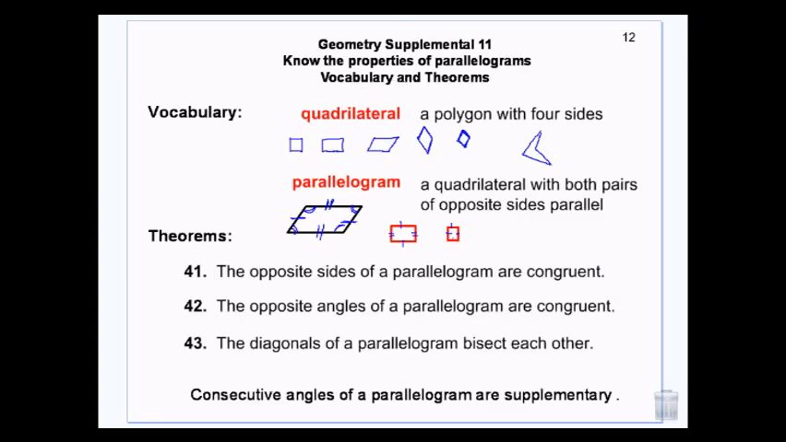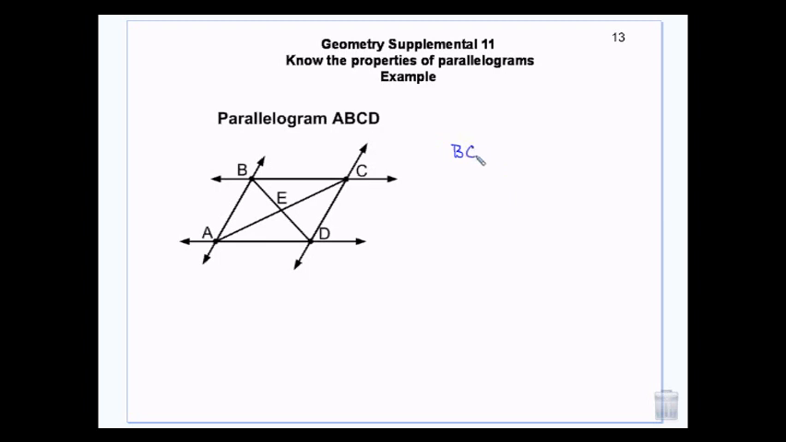Okay, so opposite sides. So BC is congruent to AD. And AB is congruent to DC. So those are the opposite sides being congruent. Angle B is congruent to angle D. That's this angle here is congruent to that angle there. And angle C is congruent to angle A. So this angle is congruent to this angle.